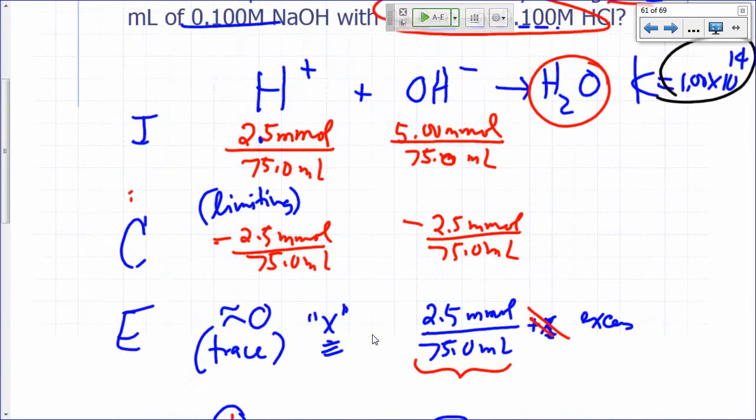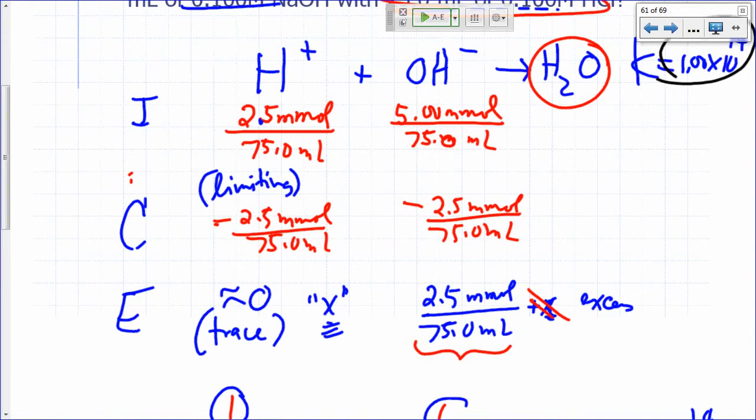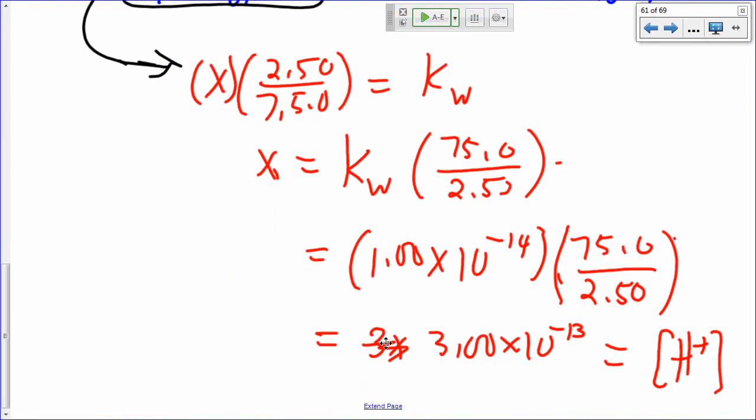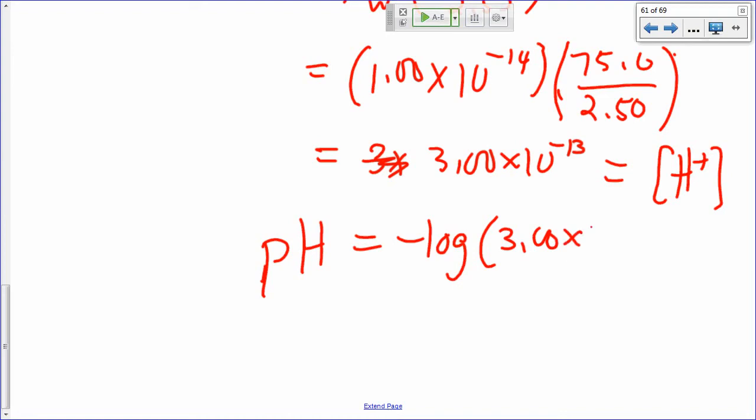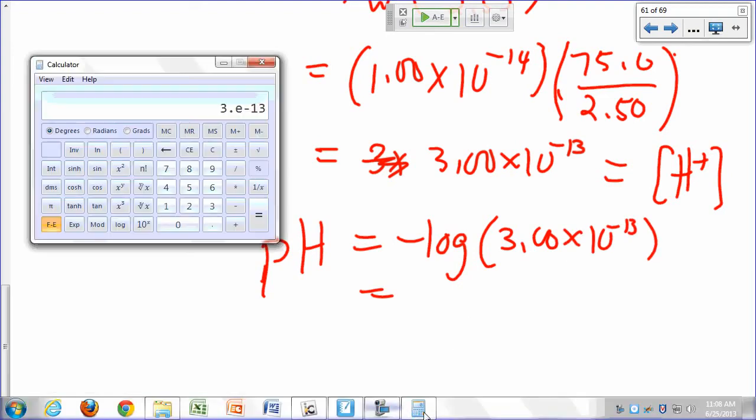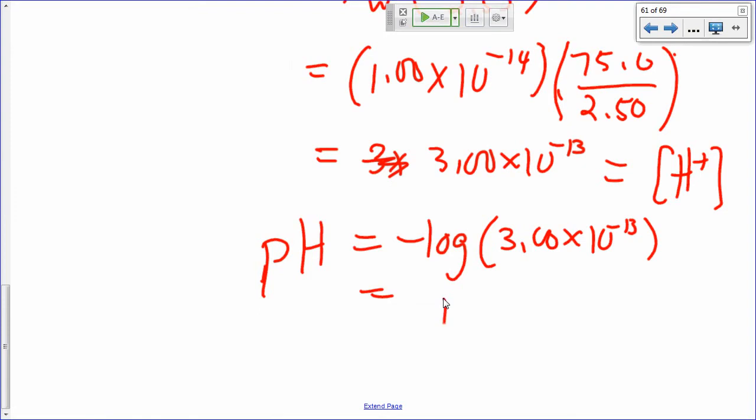Okay, that's your X. That's the trace amount of H plus you have left. It's a very small number. Okay, what would be your pH at this point? Negative log of 3.00 times 10 to the negative 13. That would be, take the log of that and then take the negative. It's going to be 12.5. 3 decimal places, so 12.522. Okay.